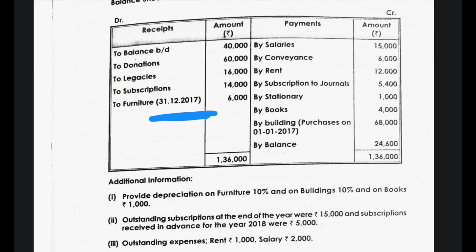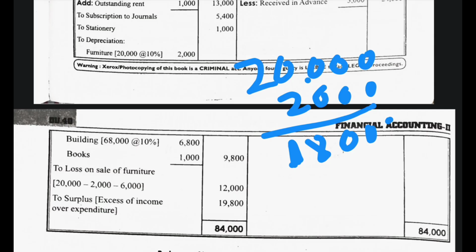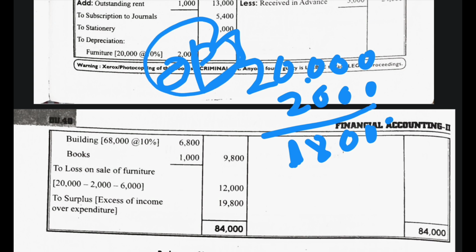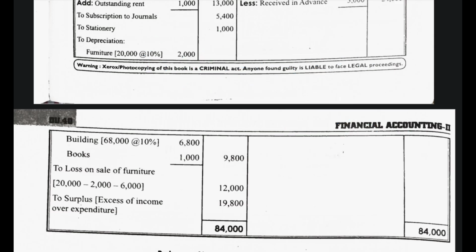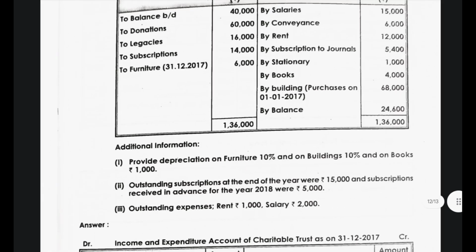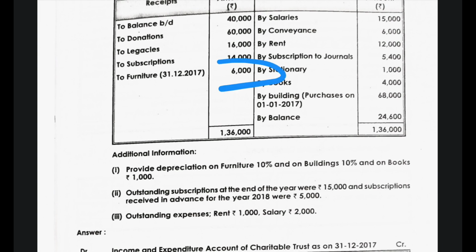This value is given here, 31st 12 2017. The furniture value is 6,000, it has given, and here 10% depreciation is given. So furniture opening balance it has given in the question of 20,000, that we have taken. To 2,000 depreciation, we have 10% depreciation we deduct. So the book value should be 18,000, no? But in the question you see here, closing value of furniture it is given 6,000 only.